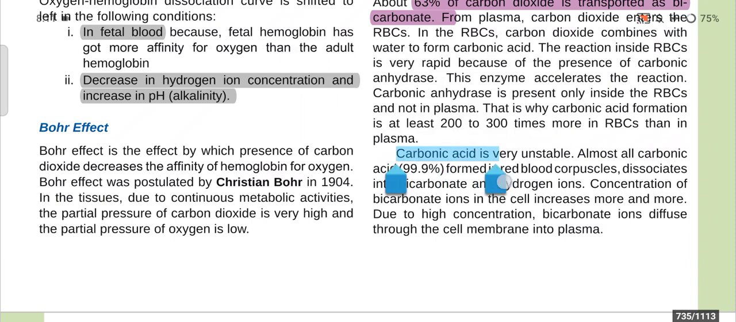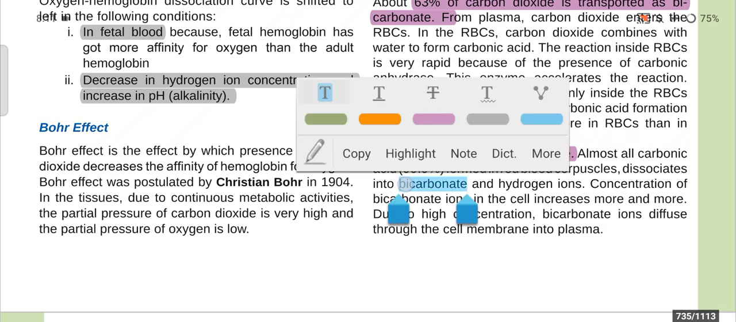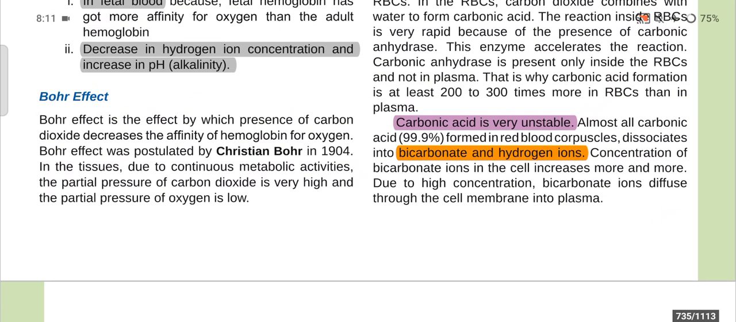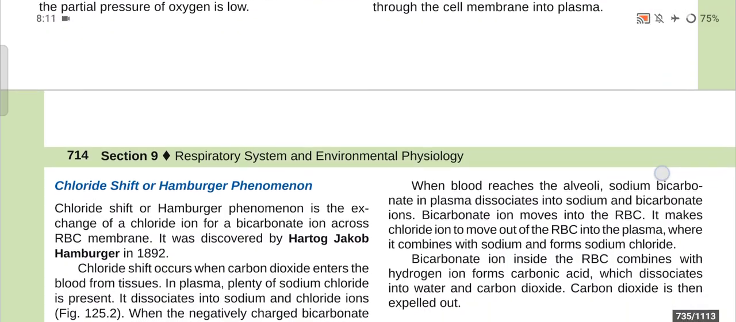Now carbonic acid is very unstable. Almost all carbonic acid, 99.9% formed in the red blood corpuscles, dissociates into bicarbonate and hydrogen ions. And the concentration of bicarbonate ions in the cell increases more and more. Due to high concentration, the bicarbonate ions diffuse through the cell membrane into plasma.